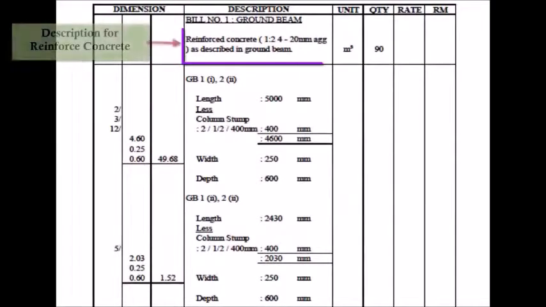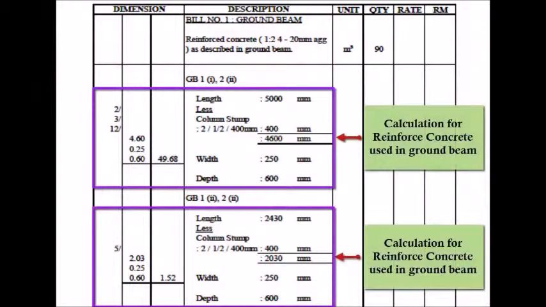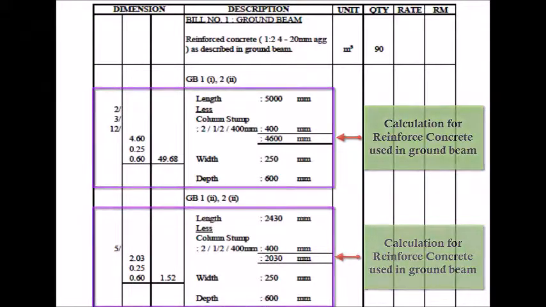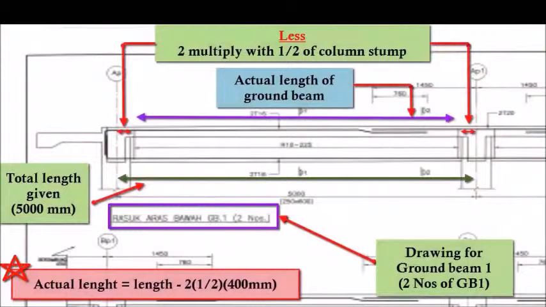Now, let us move to the next topic of ground beam quantity measurement. It is about the reinforced concrete. The detail of the reinforced concrete will be as described in the query list. It states that the ratio used is 1:2:4 with 20 mm size aggregate. To start the calculation, let us look back to the ground floor detail plan to see the size of the ground beam and to ensure the reinforced concrete that needs to be used.